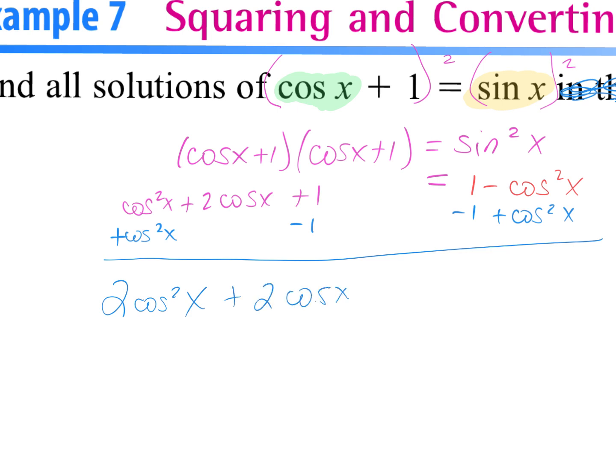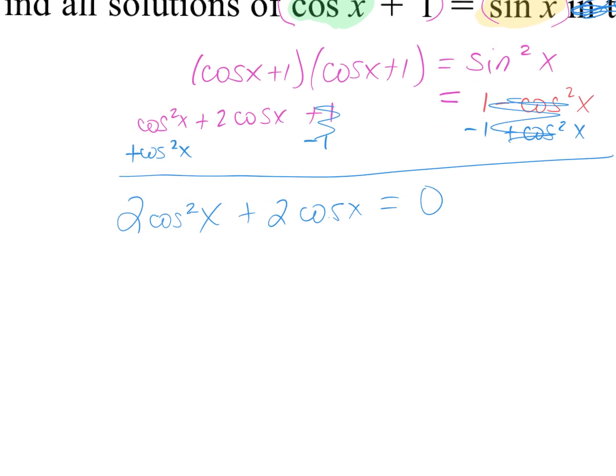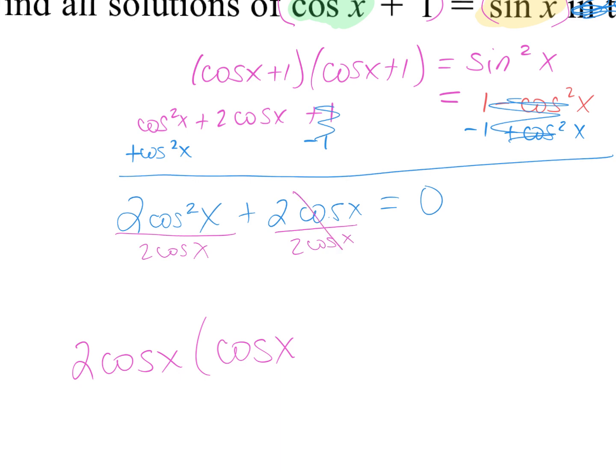What happens to positive 1 and negative 1? They cancel. Equals, what happens over here? It all cancels. So now we just have an algebra factoring problem. What do they have in common here? 2 cosines. So I'm going to take out the 2 cosine x. And when I divide this by 2 cosine x, just x. And I divide this by 2 cosine x. What am I left with in the first term? Cosine x. This divided by itself is just plus 1.